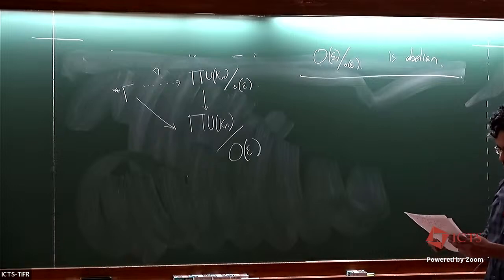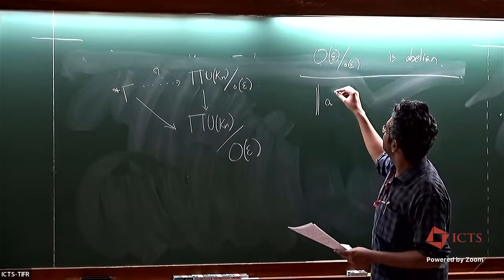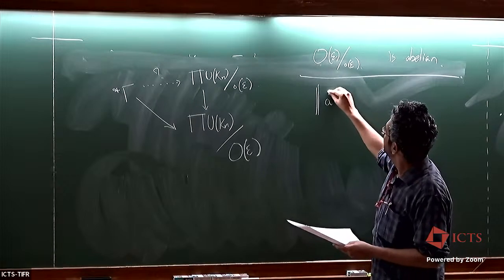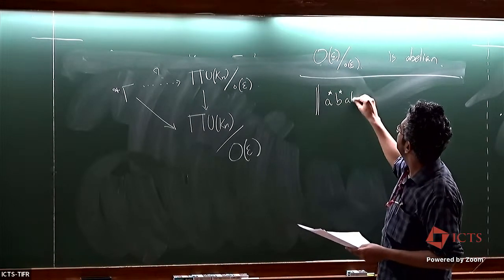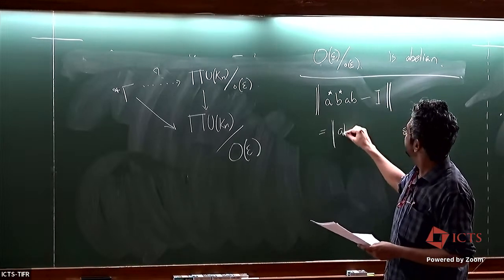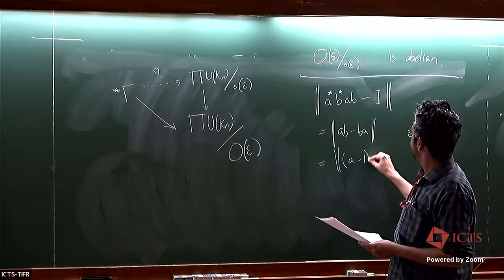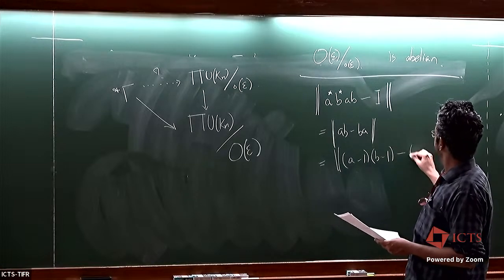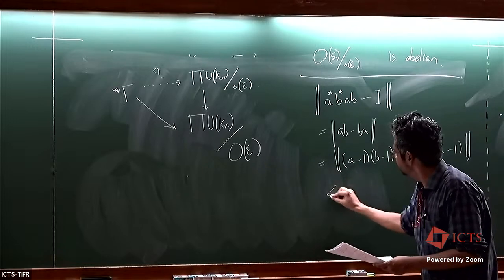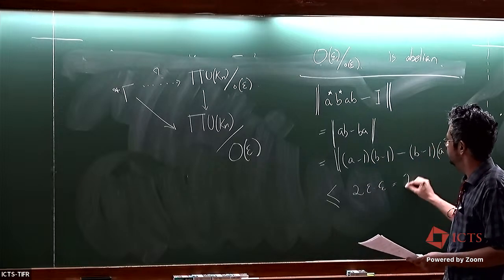And here you use the submultiplicativity of the norm. For instance, if you take just 2 elements of O of epsilon, that is epsilon away from identity, and just take this ab minus I. You just write it out, you'll see that this is equal to ab minus ba. This is equal to (a minus I)(b minus I) minus (b minus I)(a minus I). Now from submultiplicativity of the norm, this will actually be like 2 times ||a minus I|| ||b minus I||, and this will be epsilon times epsilon, which is 2 epsilon squared.